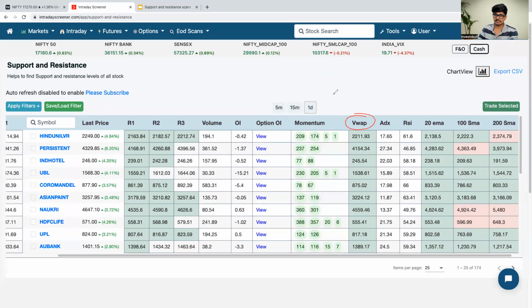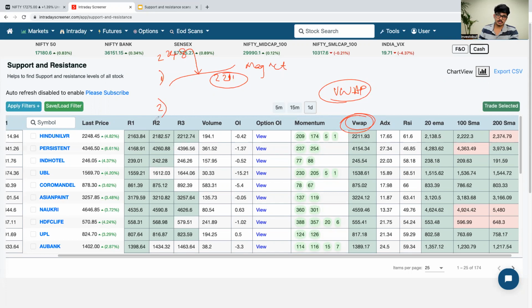So what does VWAP mean? It is the volume weighted average price of a specific stock. How do you make use of VWAP? The first feature is that it acts as a magnet. Suppose this is the VWAP level and the stock is being traded at a certain level away from it. There is a high probability of the stock coming back to this level, as VWAP pulls the stock down to touch its VWAP level. So this is how you can make use of VWAP.